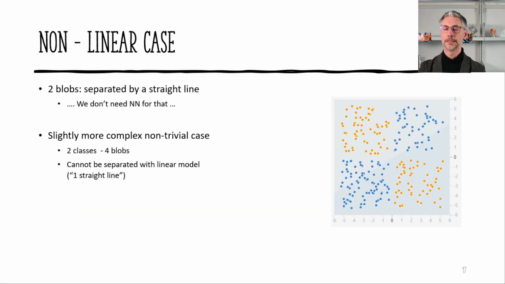Now let's take a slightly more complex case and go to this nonlinear case. We have 2 blobs, but they're separated differently. We have essentially this square arrangement from our 2 classes. So obviously this cannot be separated with a linear model or a straight line.